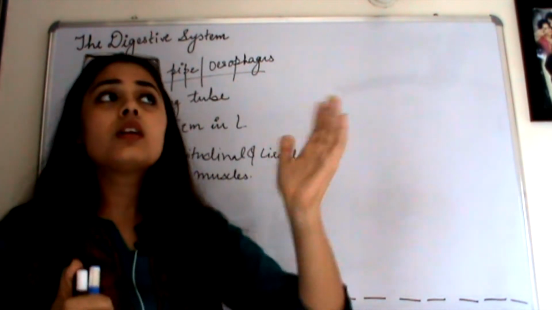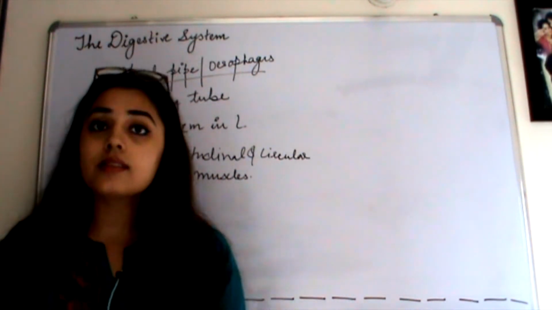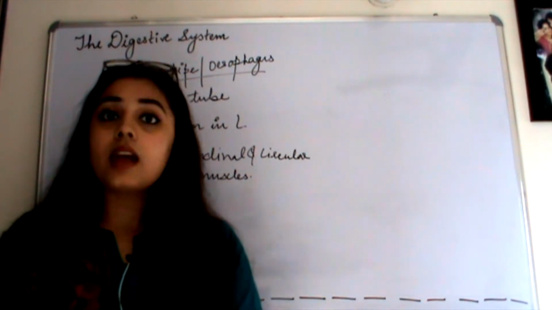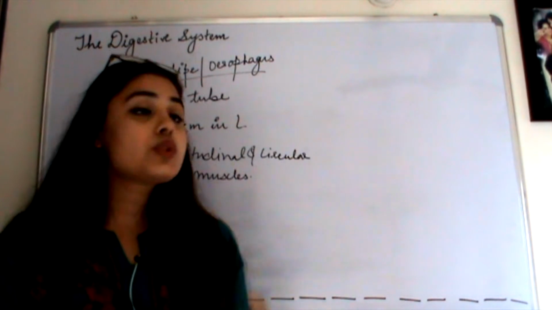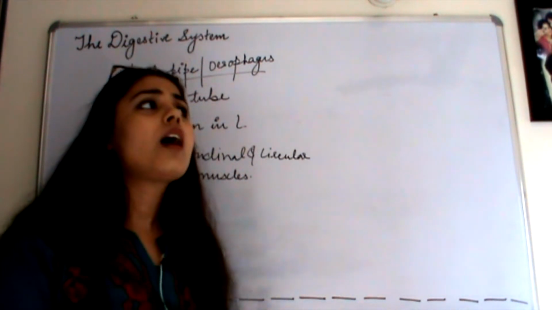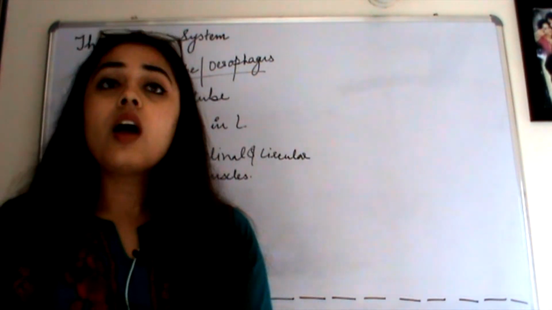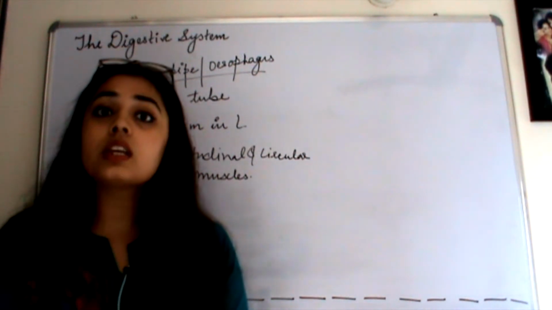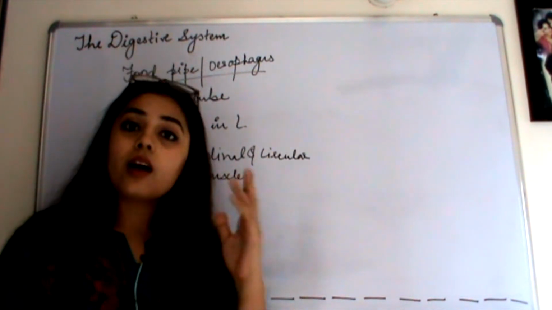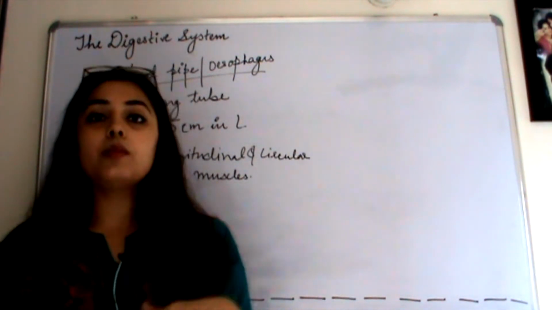In those two videos, we have talked about the salivary glands, how many types of salivary glands are there, how are they placed, and what is their functioning, what is the composition of saliva, and many other things, and how salivary amylase is helping in the chemical digestion, and how mechanical digestion is taking place inside our body. So all these things we have already done, and now we are moving on to the next organ, which is the food pipe or the esophagus.